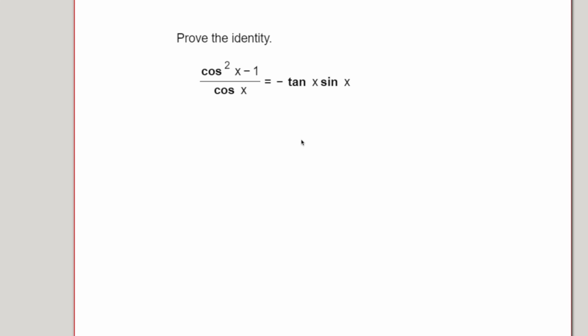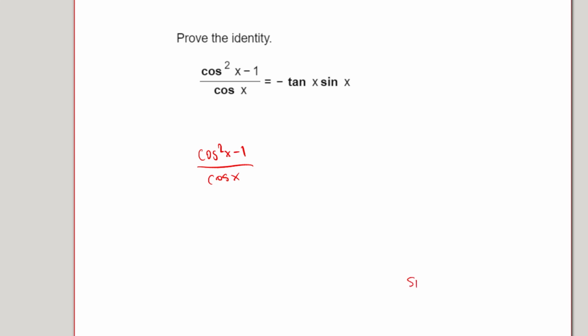Now, we're going to start off with this left-hand side, so cosine squared of x minus 1 over cosine of x. Now, let's simplify this numerator, cosine squared of x minus 1.